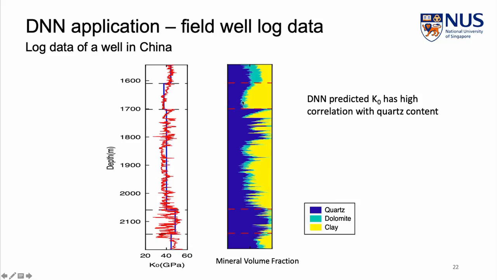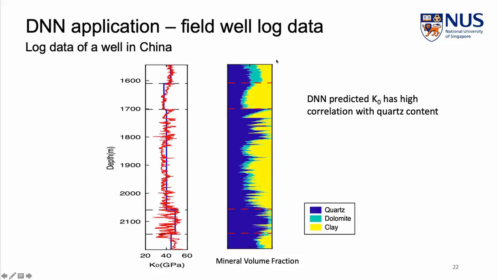You can see the quartz content, the volume, agrees very much with K0. Okay? So I have no idea what K0 is. It's not an input, nothing. But from the log measurement, the network was able to extract the variation in K0 that actually agrees fairly well with what you see in the quartz. Because quartz is the hardest, harder of the two main components. You don't really look at the dolomite, right? So more quartz is higher K0. And basically that's what you're seeing in the network results, okay?